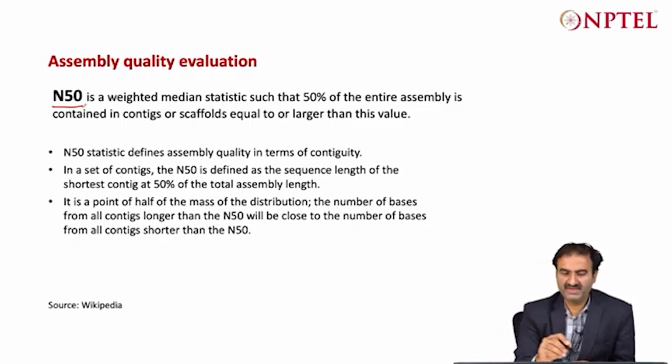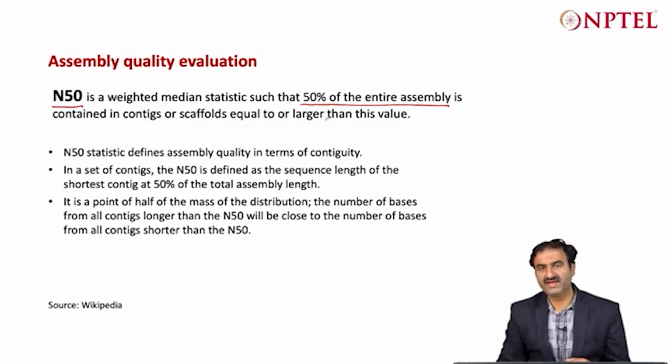So basically it is the median statistic, which means 50% of the entire assembly should be represented by the contigs which are equal to or larger than this value. The idea is to see the number of contigs, and the median contig, which basically represents at least 50% of the assembly.